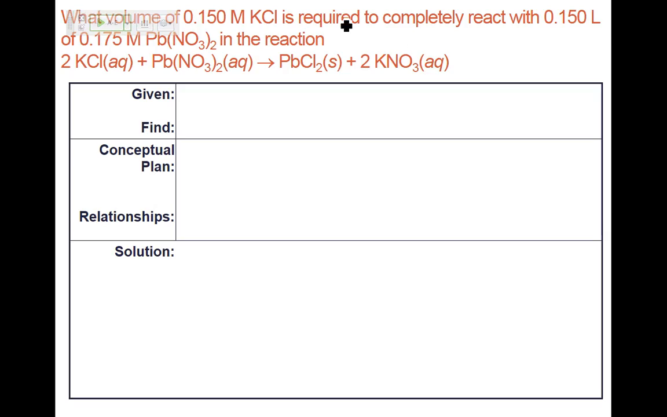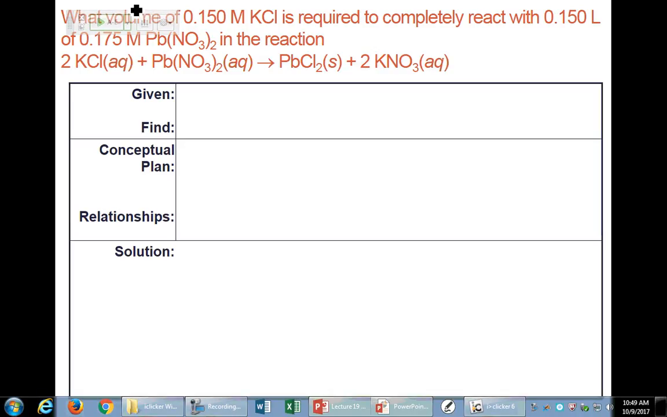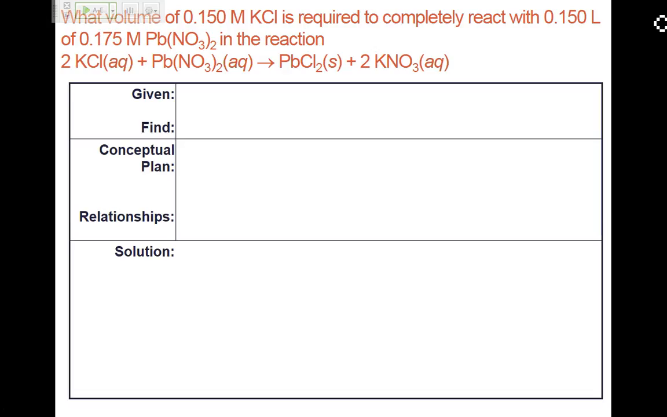So let's say we want to know what volume of a certain concentration of KCl is required to completely react with 0.150 liters of PbNO3 of a certain concentration. So that means that I have a certain amount of liters of this concentration of reactant 2, and I want to know how much of reactant 1 I need to fully react. And remember, I need to do that with moles, and I need to use my stoichiometry of my equation.